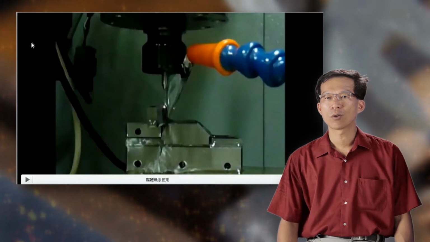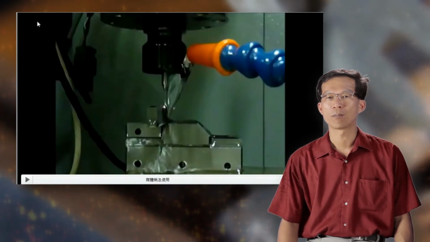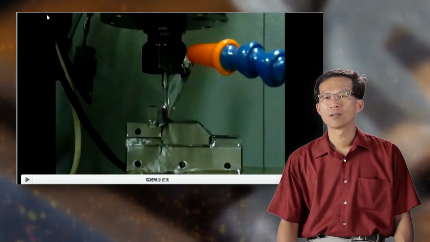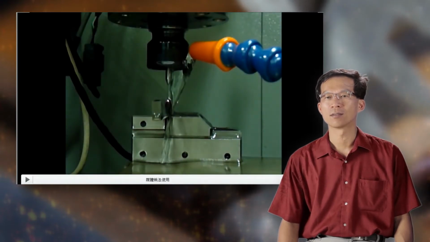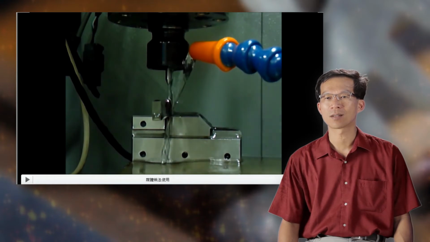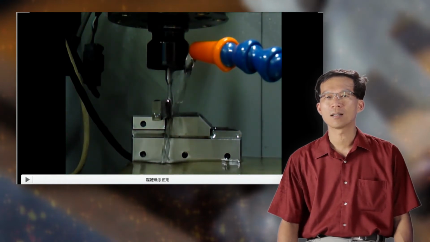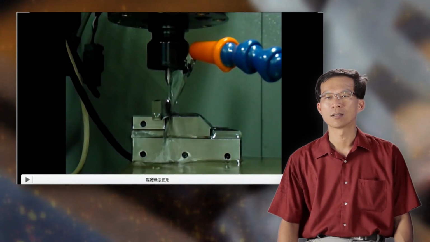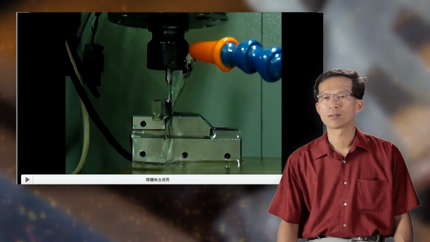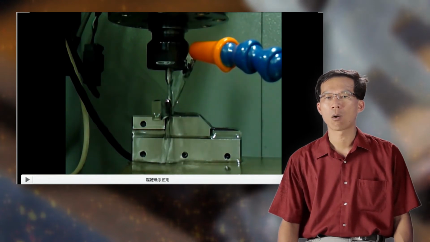This video shows the process of micro-EDM. Due to the rapid heating and cooling effects induced by the machining process, a thermally affected layer will be formed on the surface of the component. Normally, this layer is called the recast layer or white layer.